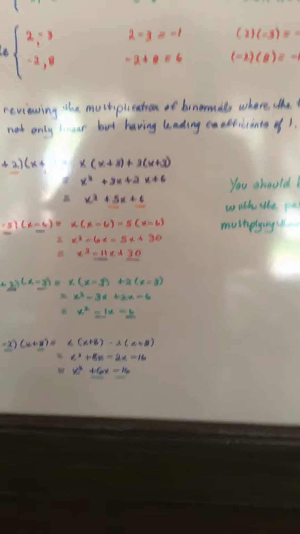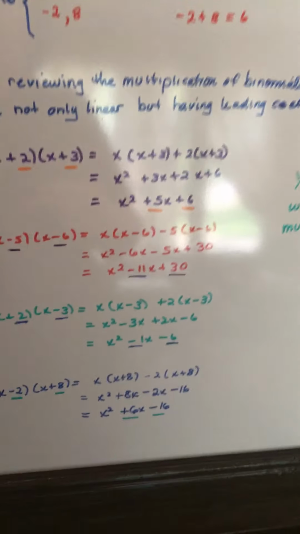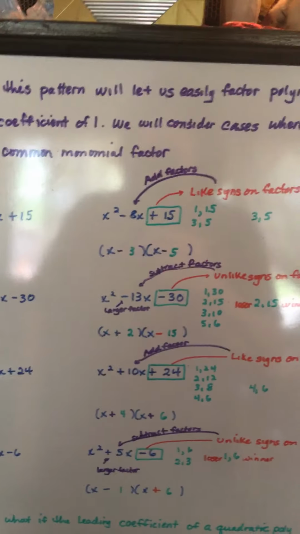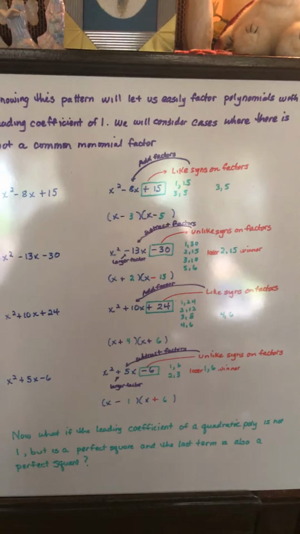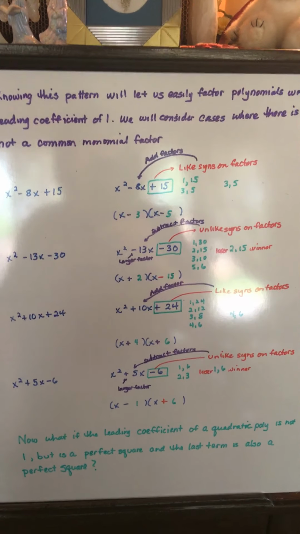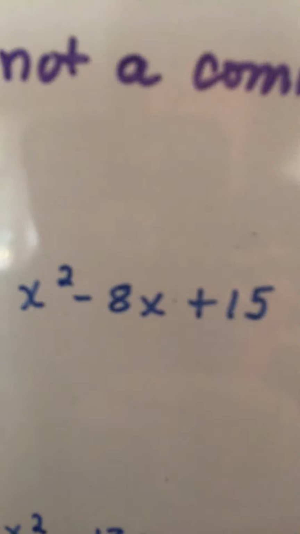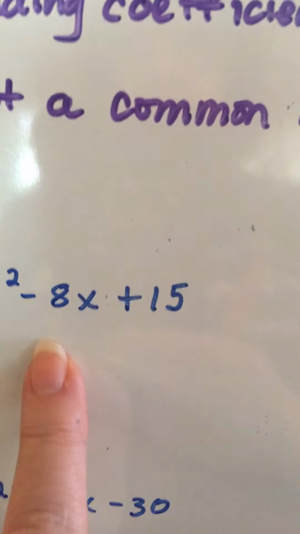If you're not familiar with that pattern, there is a reason why you all have trouble with factoring, and for some of you never really got it down. Knowing this pattern will easily let us factor polynomials where the leading coefficient is 1 and there is no common monomial factor. So I come over here, I notice product, sum, product, sum, product, sum.